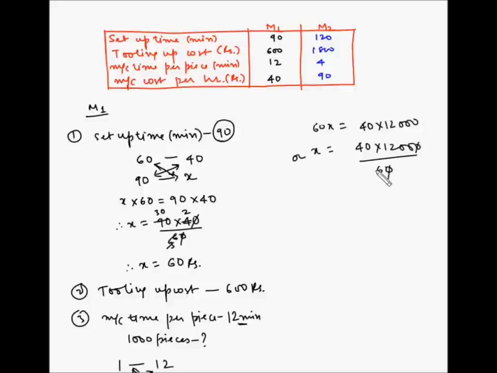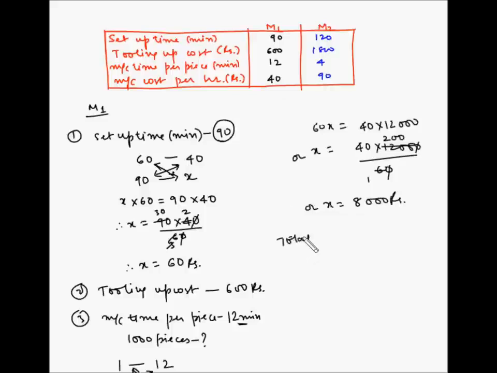0 cancels with 0. 6 ones are 6. 6 twos are 12. And these two zeros. Or X is equal to 4 twos are 8. And 3 zeros rupees. So here we have converted the setup time in terms of rupees. Tooling up cost is already in terms of rupees. And we also converted the machining time in terms of rupees. So let's find out the total cost of processing 1000 pieces on M1.